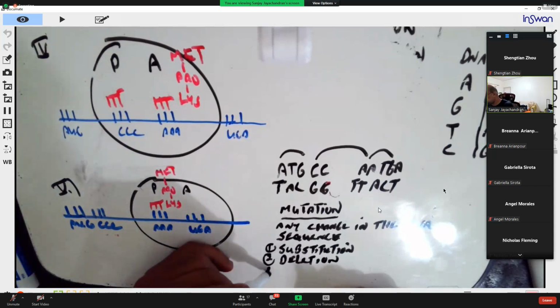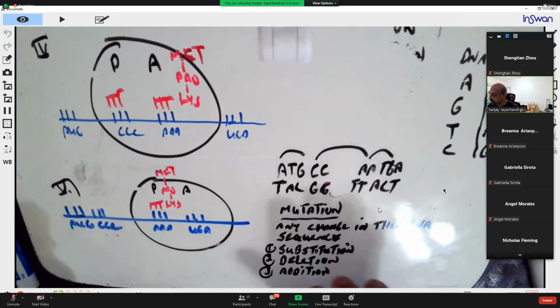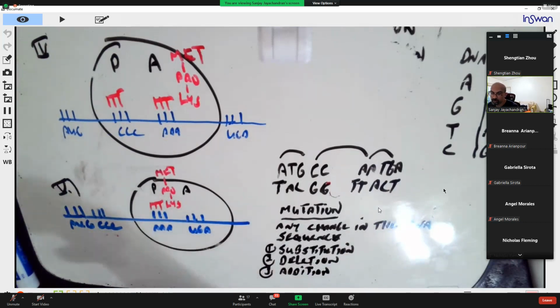Okay? And if you can have a deletion, you can also have an addition. That's the first one I drew, actually. Either way, you're going to change the sequence. Deletions and additions are the worst because they often lead to what I call premature stop codons.